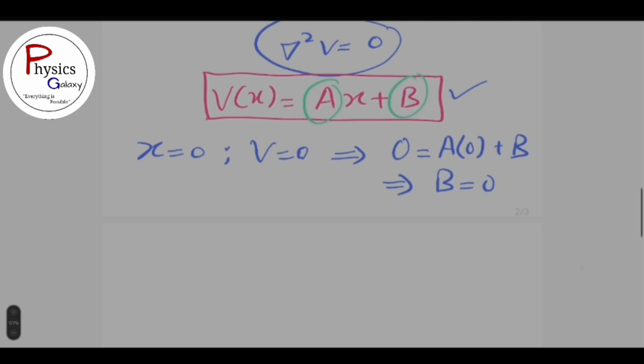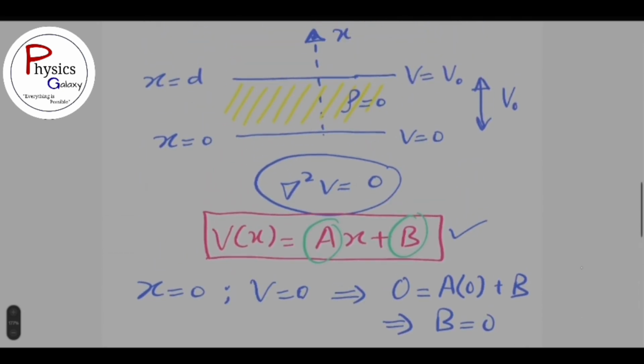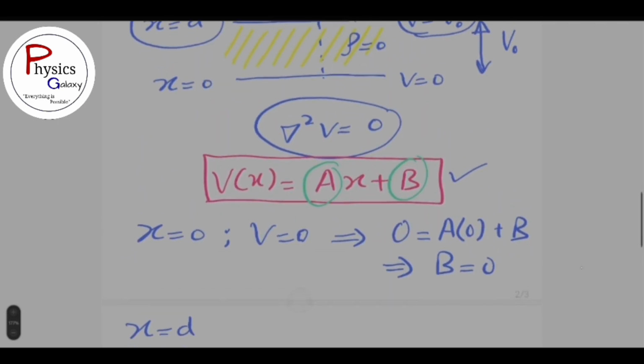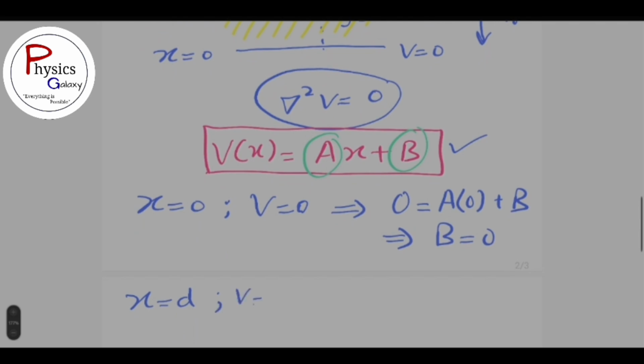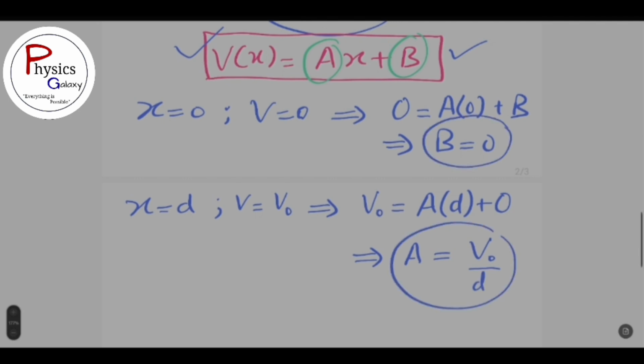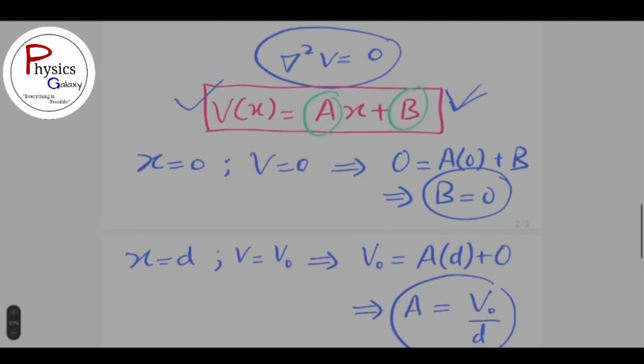So for that, I will use the second boundary condition. That is when x equals d, V equals V naught. Okay, this is my second boundary condition. So when x equals d, potential is V naught. That implies if I substitute these two into this equation, then I will get V naught equals a times x equals d plus b, which we know is 0. So okay, it's simply 0. So from this we'll get the second constant a, that will become simply V naught by d. So now we have both constants and we can put them into our equation to get the final solution.